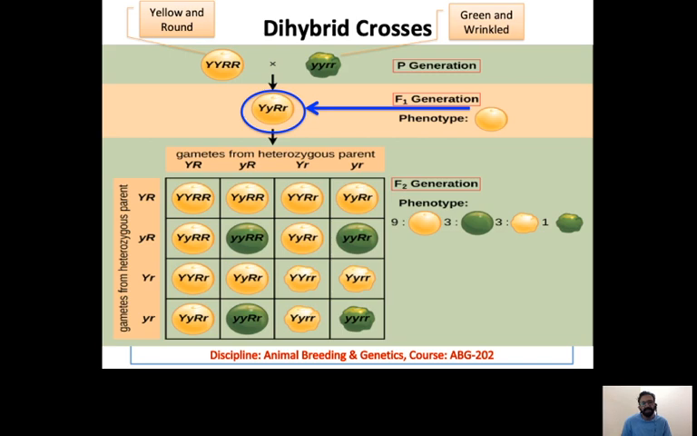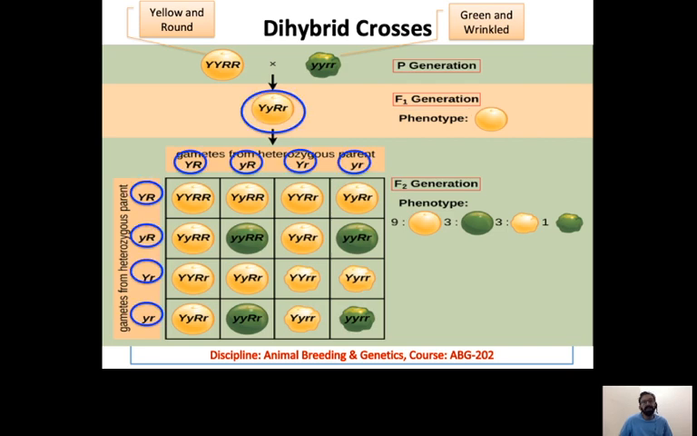As this is the case of complete dominance, the dominant alleles will express, capital Y as well as capital R, and the phenotype would be that of the dominant parent, that is round and yellow.